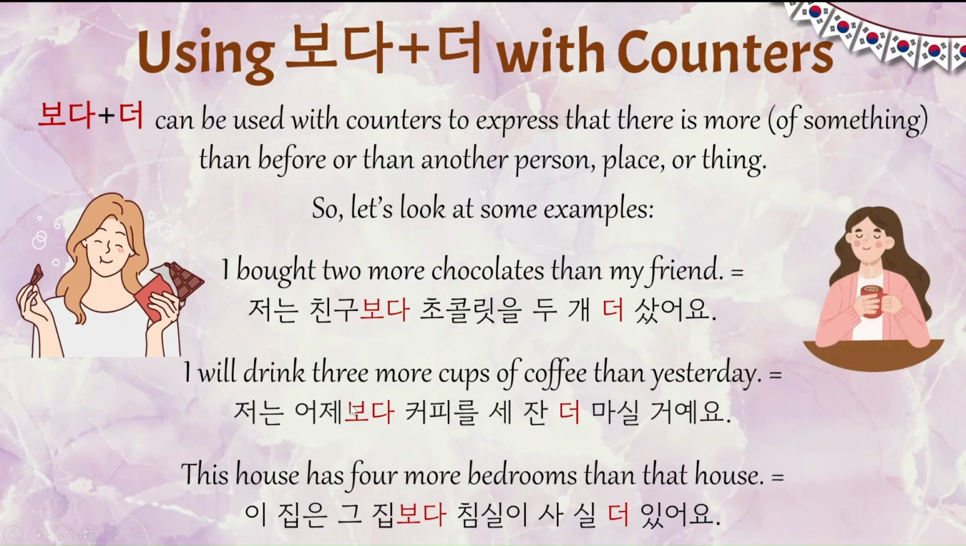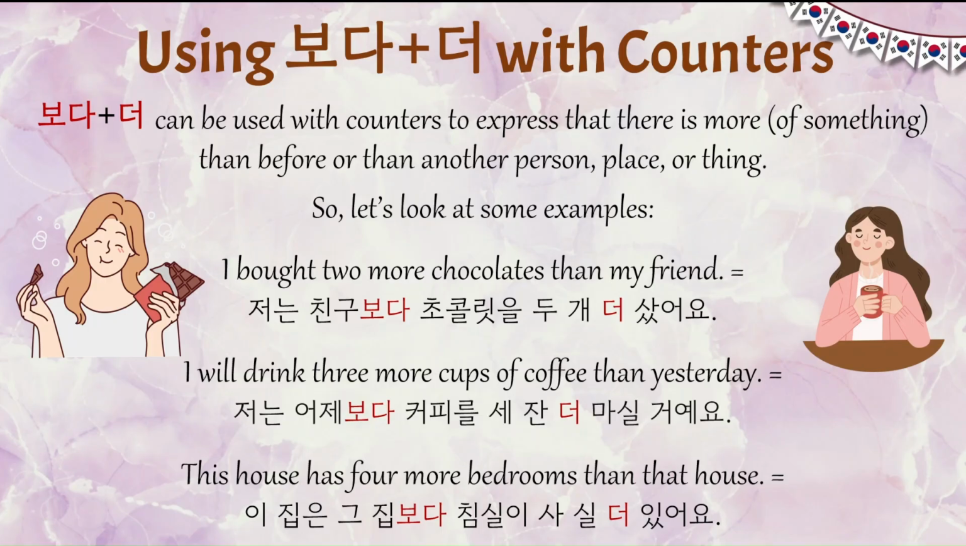Next is I will drink 3 more cups of coffee than yesterday. 저는 어제보다 커피를 3잔 더 마실 거예요. I is 저는, yesterday, 어제. Coffee, 커피. To drink, 마시다, future tense, 마실 거예요. Now you have to say, drink 3 more cups of coffee. 커피를 3잔 더 마실 거예요. Simple. But focus on I will drink 3 more cups of coffee than yesterday. You're comparing it with yesterday. So it is 어제보다. Drink 3 more cups of coffee than yesterday. 어제보다 커피를 3잔 더 마실 거예요.